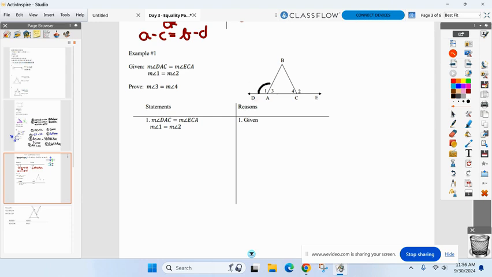Wait, so do we have to write hash marks for that? No, I would just leave it. Just leave it. You don't really need to put arc marks on lines.